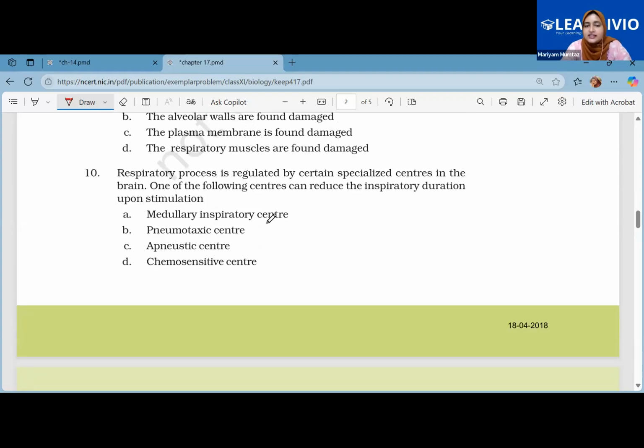Okay, respiratory process is regulated by certain specialized centers in the brain. One of the following centers can reduce the inspiratory duration. Which one is it? It is the pneumotaxic center. Okay, the pneumotaxic center can reduce the rate of inspiration. Clear?